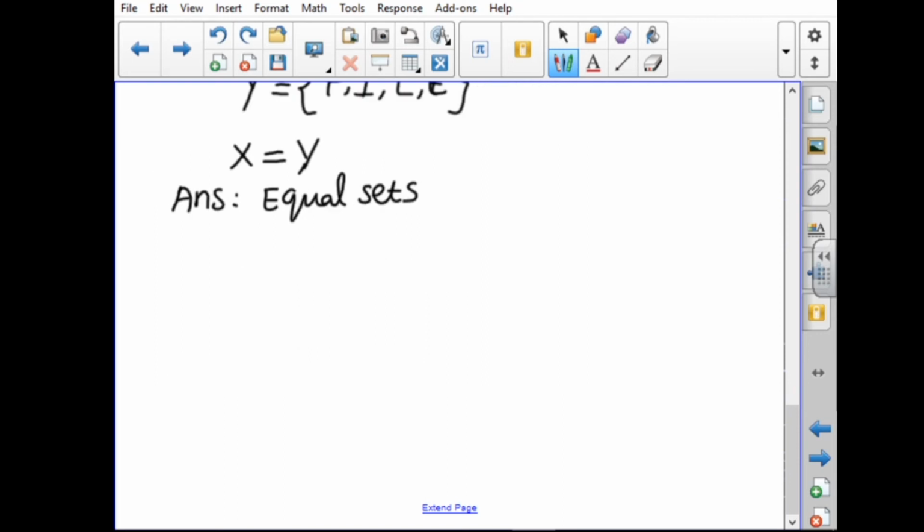You should know the difference between an equivalent set and an equal set. Equivalent set means the number of elements is equal. Equal set means all the elements are equal.